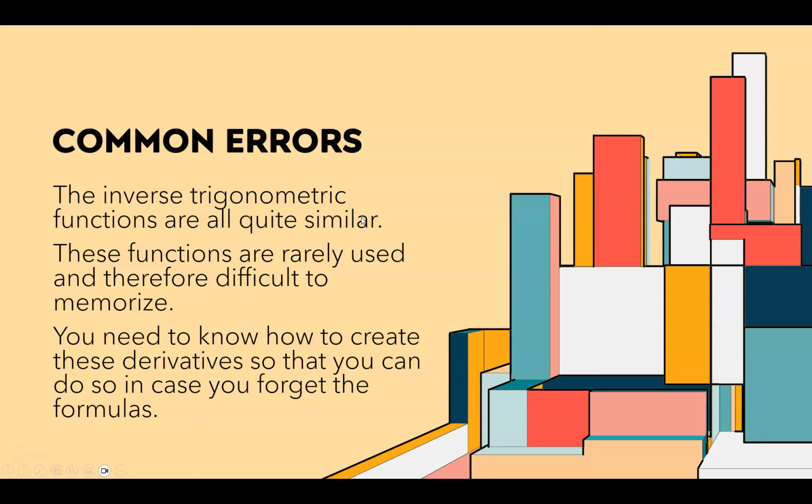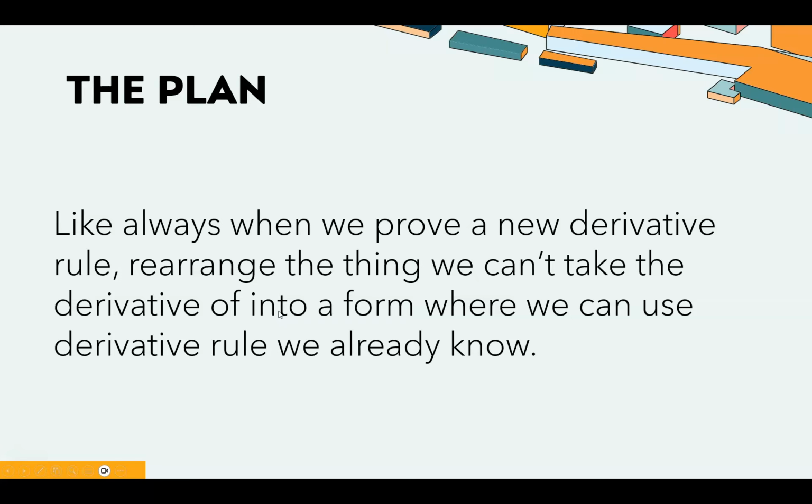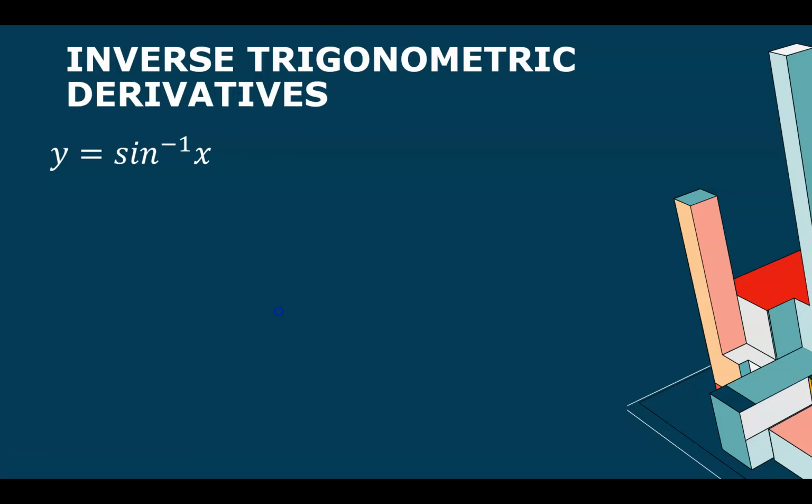A better plan we've found over the years is memorizing the process, making sure you're good at this process. That way, when you come up with, oh crap, I forgot what the derivative of inverse sine is, you can just go back and remake it in about 15 seconds. So whenever we prove something new, we're going to rearrange the thing we can't do into a form using things we already know. So here we go. We'll start off with inverse sine of x. You might know this as arc sine of x, same thing.